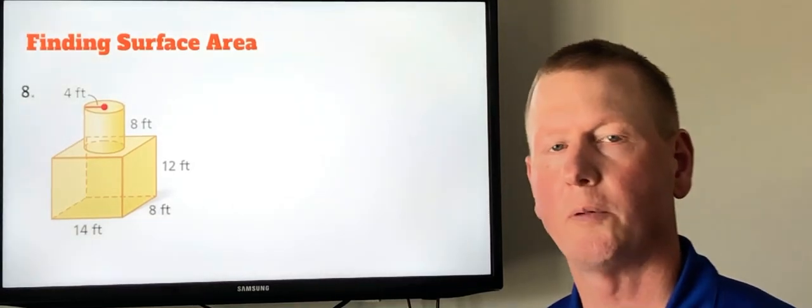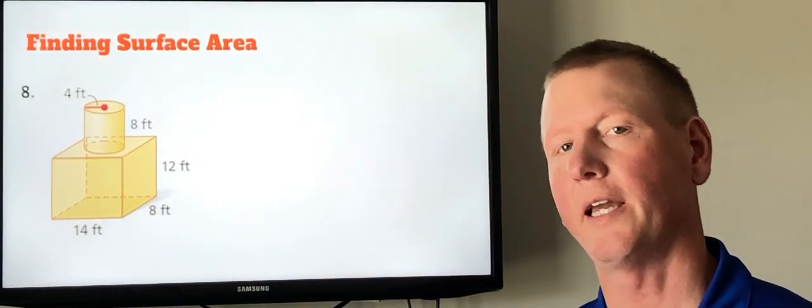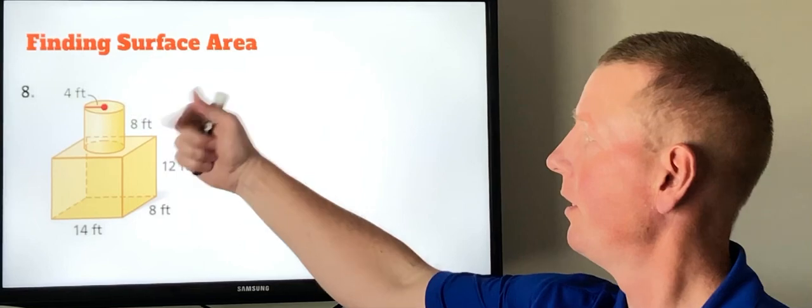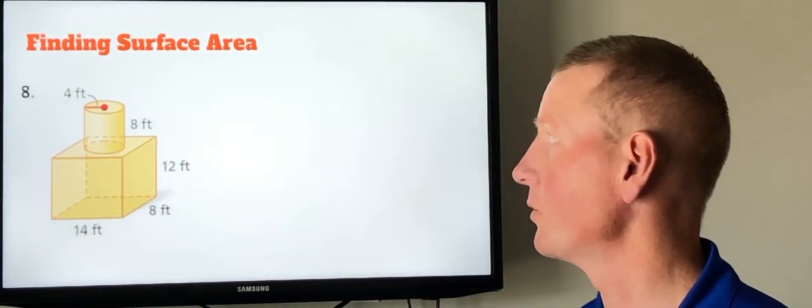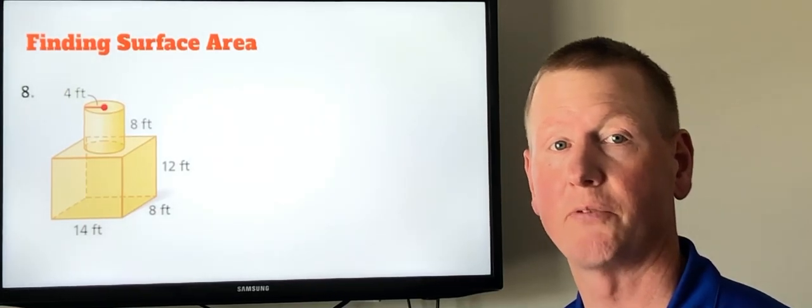Okay, so in this problem, we're going to take a look. We're calling this the wedding cake problem. We have a cylinder that is on top of a box. We are going to find the lateral surface area, the total surface area of this figure.